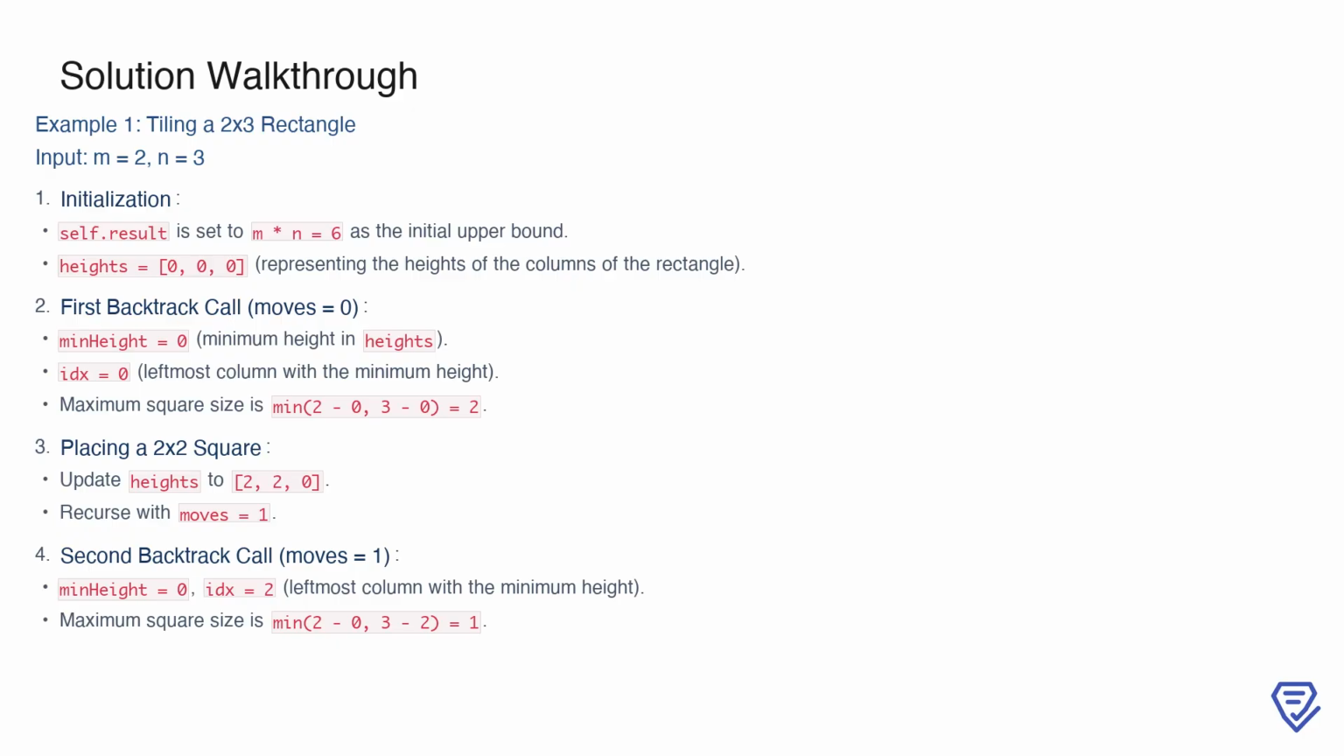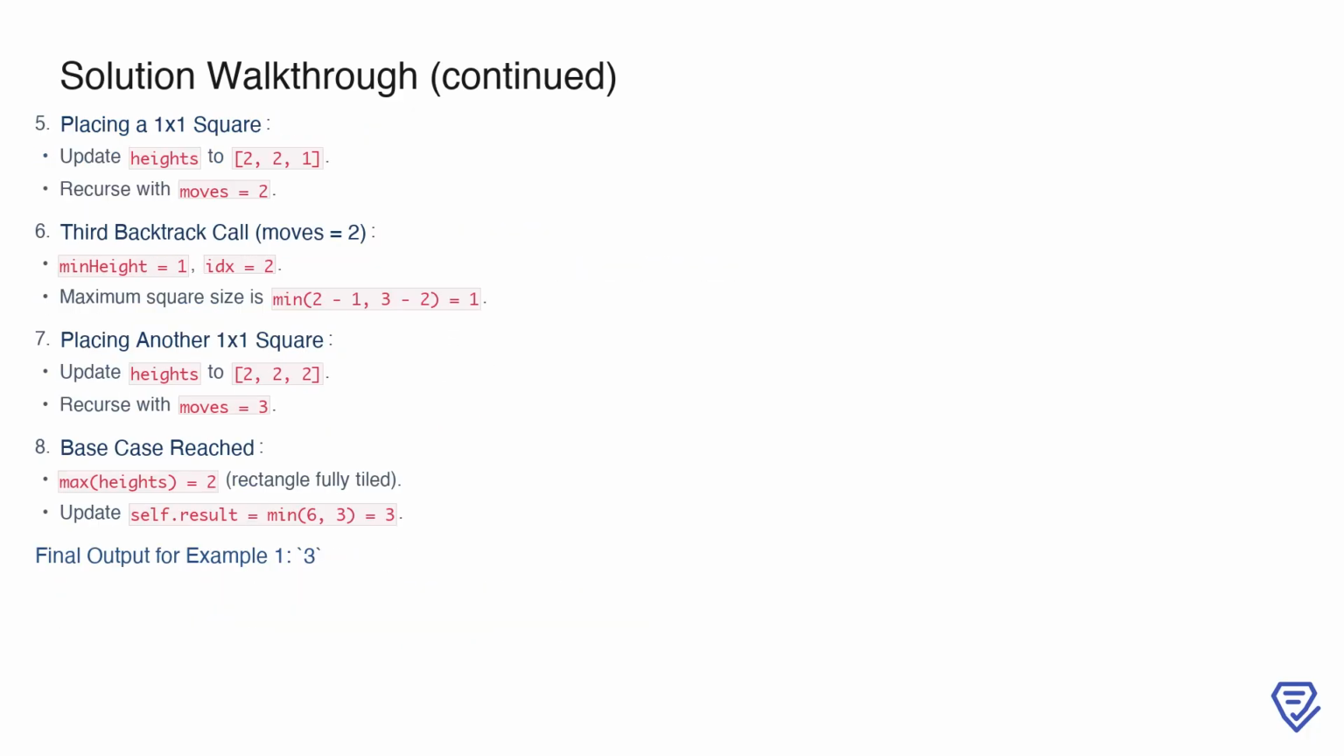A 2 by 2 square is placed in the rectangle, updating the heights array to 2, 2, 0. The algorithm then recurses, increasing the move count to 1. In the next call, the minimum height is still 0, but now at index 2. The largest possible square is min(2 - 0, 3 - 2), which equals 1. This sets us up to place a smaller square next. A 1 by 1 square is placed at index 2, updating the heights array to 2, 2, 1. The algorithm now recurses with moves equals 2.